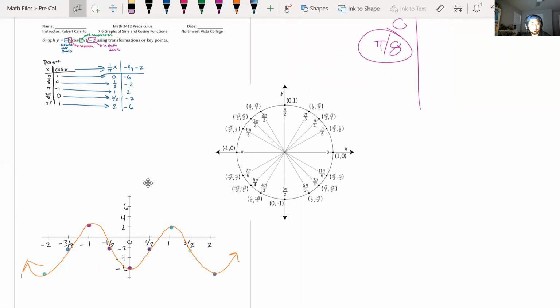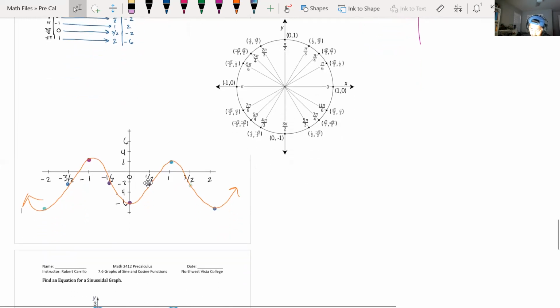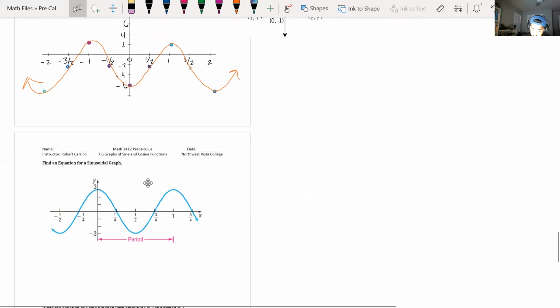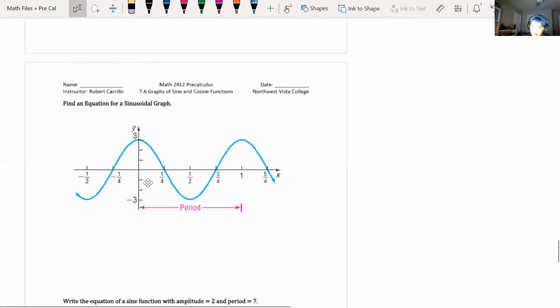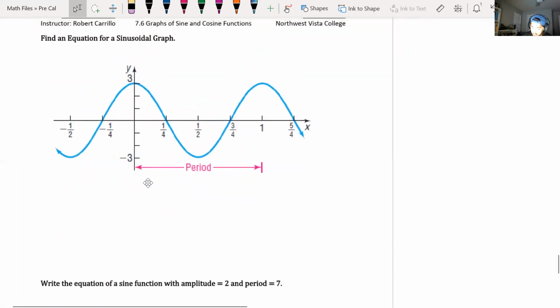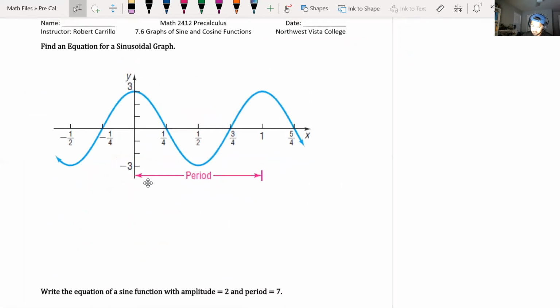Key points is pretty simple. It's just time consuming, but I don't think it's hard to understand. All right then. Let's move on. All right, last one.